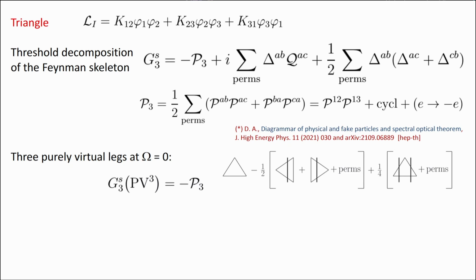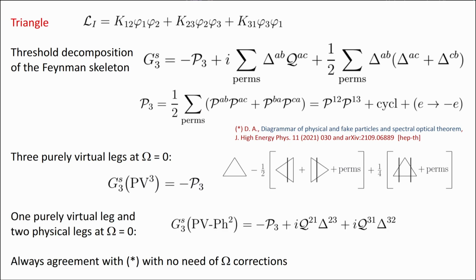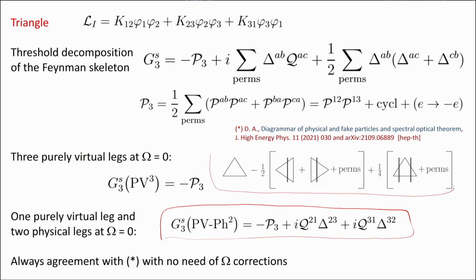When you want to make the reduction, the projection, you don't just have the triangle, but you have corrections which are non-time ordered. If you apply that formula at omega equals 0, you do remove every single on-shell content, and you do get just principal values, and that means you have the purely virtual triangle. If only one internal leg must be removed, purely virtual, and the other two are physical, you still find the correct result right away by applying the formula we have started to study at omega equals 0. Everything is clean, direct, simple in the case of the triangle. You will never need any omega corrections to find agreement with that paper.